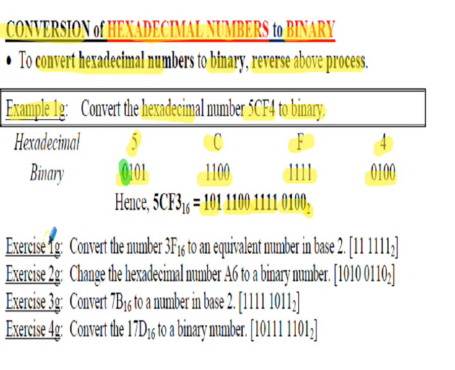I would encourage you to have a go at the exercises given here. Exercise 1G, you're given a hex number to convert into base 2, into a binary number. Questions 2G, 3G and 4G are all very similar. Answers are shown in the square brackets on the right hand side. Again, refer to table 2 in your solutions of these exercises.